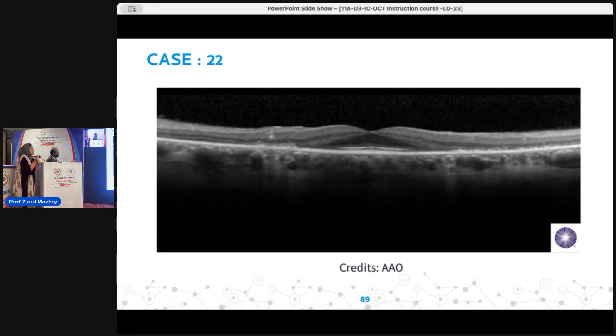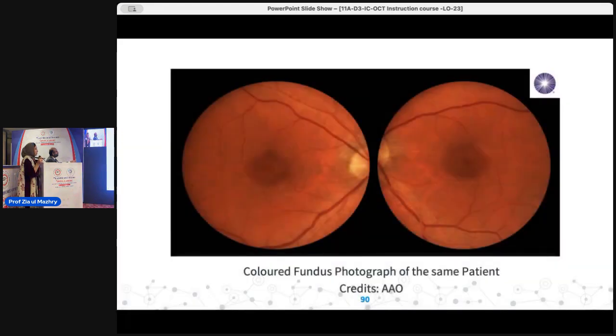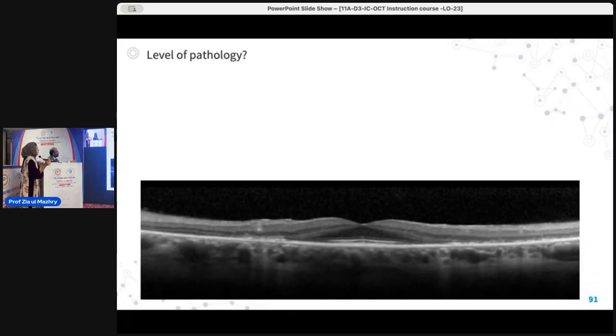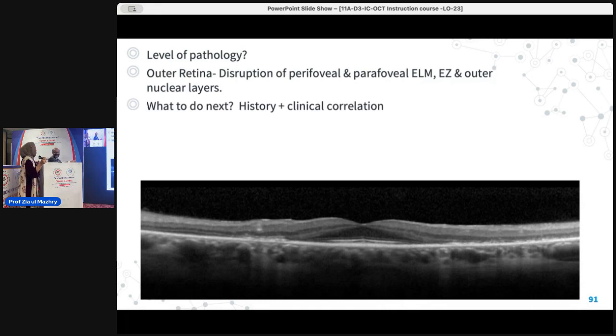Next, moving on to the next. This patient had rheumatoid arthritis and had been taking HCQ for the last 10 years and presented to us with decreasing vision. This is the fundus photograph of the patient. Can anybody tell what this is? This is the bullseye maculopathy. So this is the flying saucer sign of the plaquenil maculopathy.